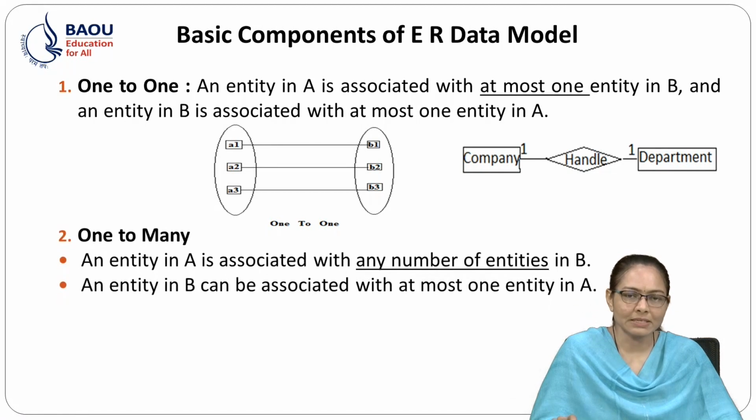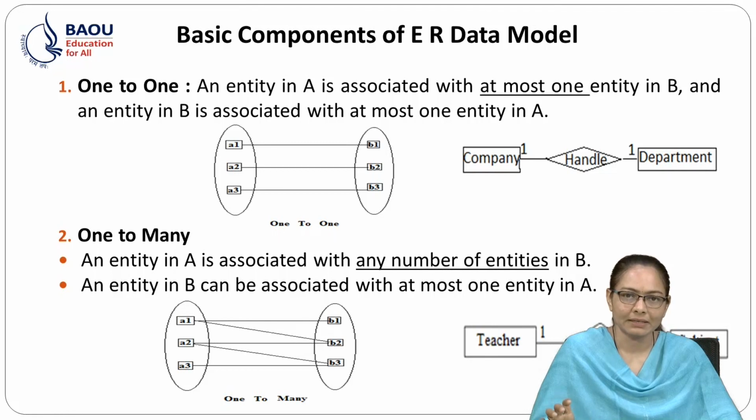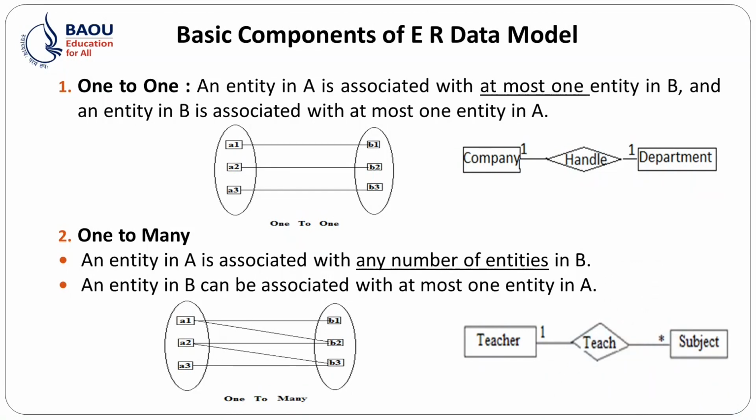Now, the next one is a one to many relationship. The entity set A is associated with any number of entities in B, and entity set B can be associated with at most one entity in A. For example, one teacher teaches many subjects, which is called a one to many relationship.